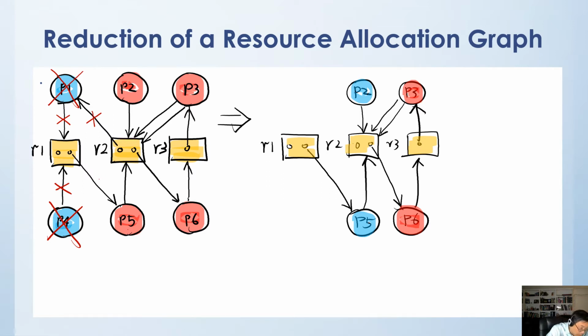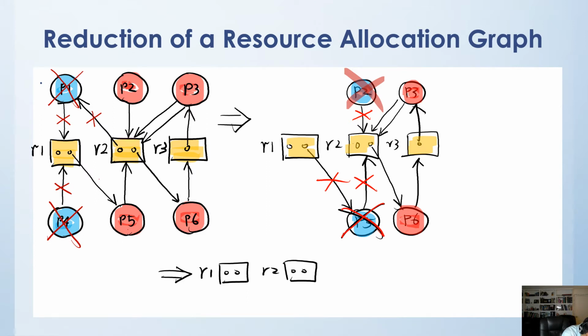Now, as we mentioned in the algorithm, we're going to repeat this reduction process. So now we're going to remove P2, right? And also we're going to remove the edges. So now let's just jump to the next one. So now we have R1, we have R2, and we have R3.